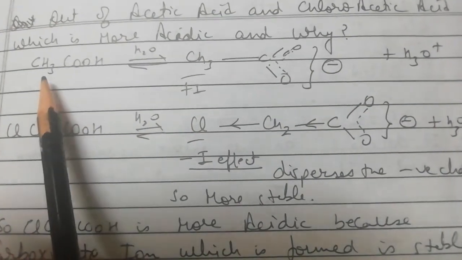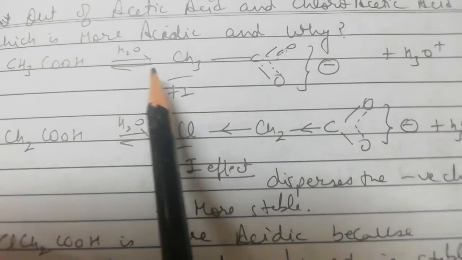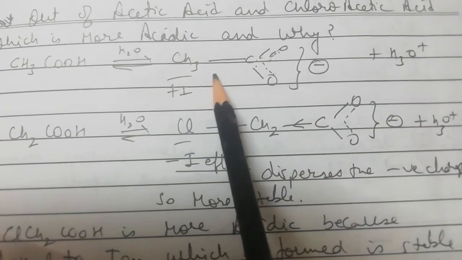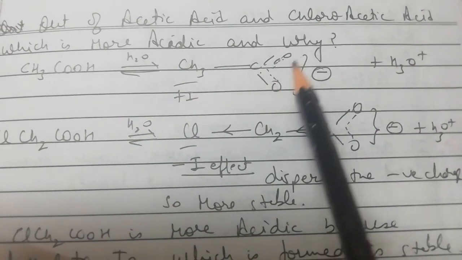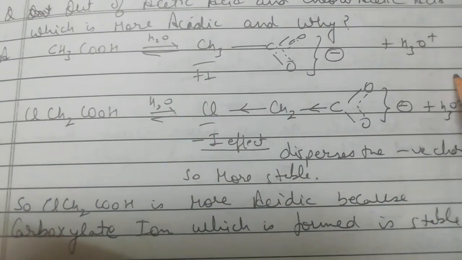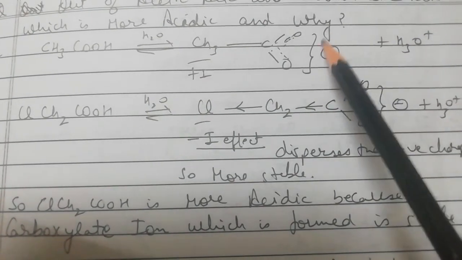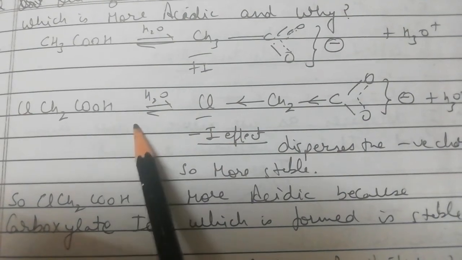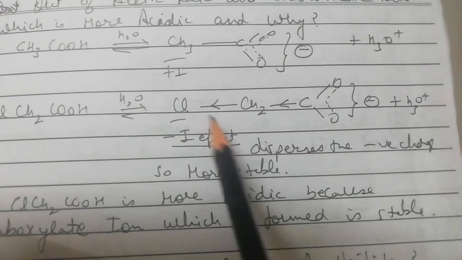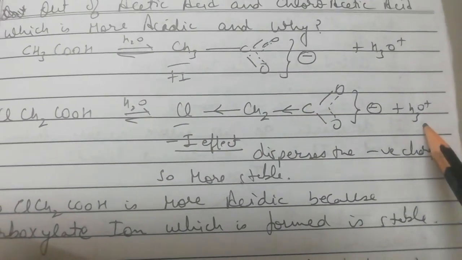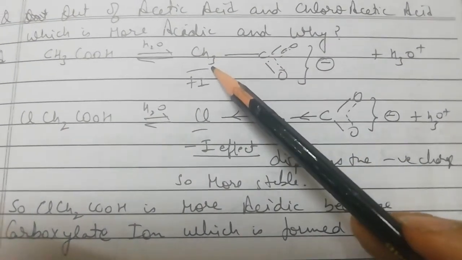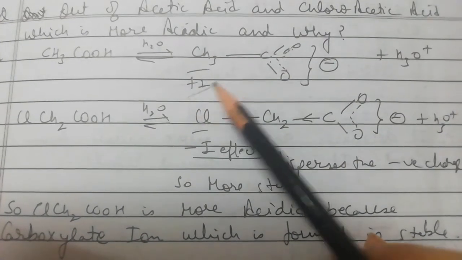Now this is acetic acid, that is CH3COOH. If we write down its ionization reaction, CH3COOH reacts with water, so we will get the acetate ion CH3COO negative plus H3O positive ion. In case of chloroacetic acid, if we write down its ionization reaction, we will have the chloroacetate ion plus H3O positive.